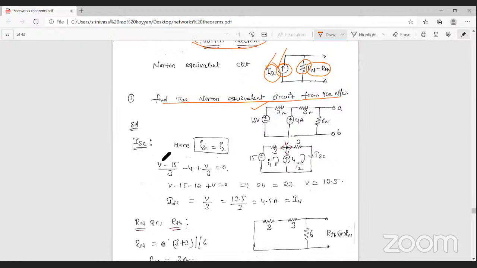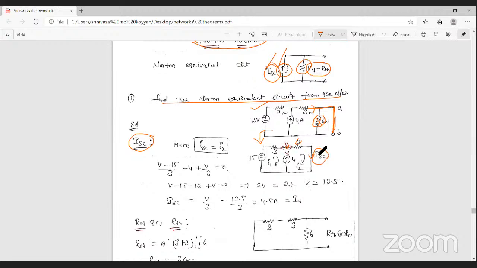First, find the short circuit current across these two terminals, then short these two terminals. If they are shorted, there is no current passing through this resistance. Why? Because the total current passes through the short circuit path only. That's why the 6 ohm resistance is neglected. Then this network can be redrawn as 15 volts, 3 ohms, 4 amperes, 3 ohm resistance and the short circuit. Then you can find the short circuit current ISC. Simply apply KCL or KVL.